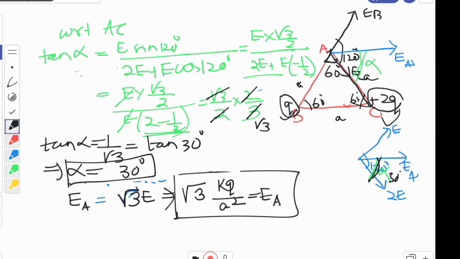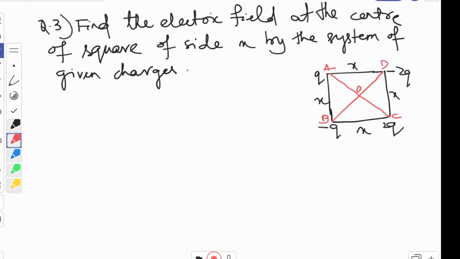Okay. Now we'll move to the next question. See, children, now the next question. Find the electric field at the center of the square. Center of the square means at O. As you can see, at O, square side is given x, by the system of given charges. So charges are given: here minus 2q, here plus 2q, minus q, and q. You have to find out at the center, that means the net electric field EO. That we have to find out.